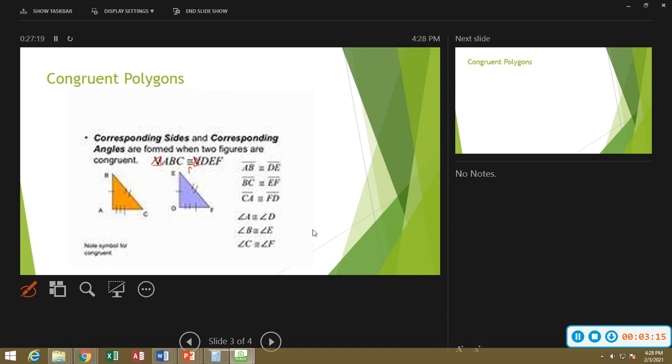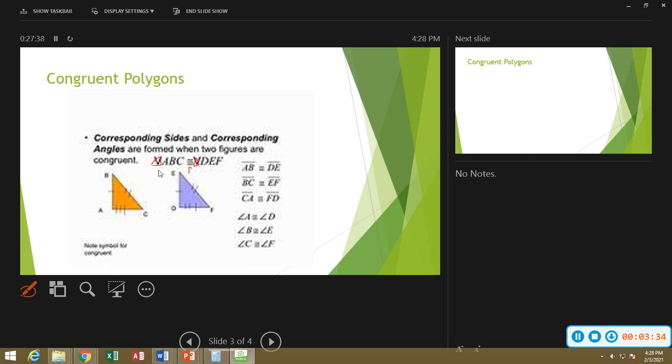But anyways, what we were talking about is congruent polygons and their corresponding parts, and that the corresponding parts of congruent polygons have to be congruent. So looking at this, we got AB and DE, BC and EF, CA and FD, and so on and so forth.